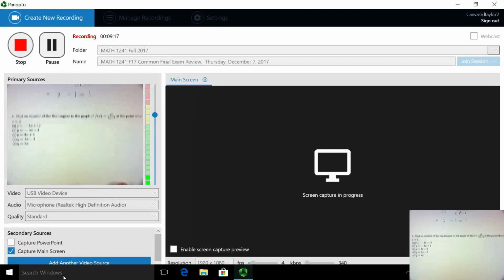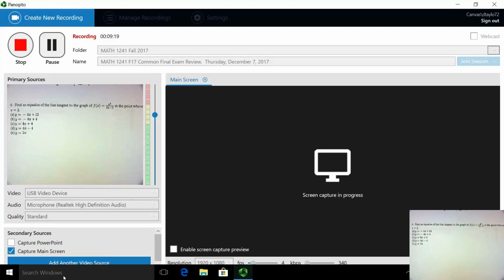All right, problem number 6. It wants me to find an equation for the tangent line to the graph of f of x equals x squared divided by 2x minus 3 at the point where x is equal to 2. All right, so when you find the equation of any line, we need 2 things. We need the slope of the line, and we need a point that it is passing through.